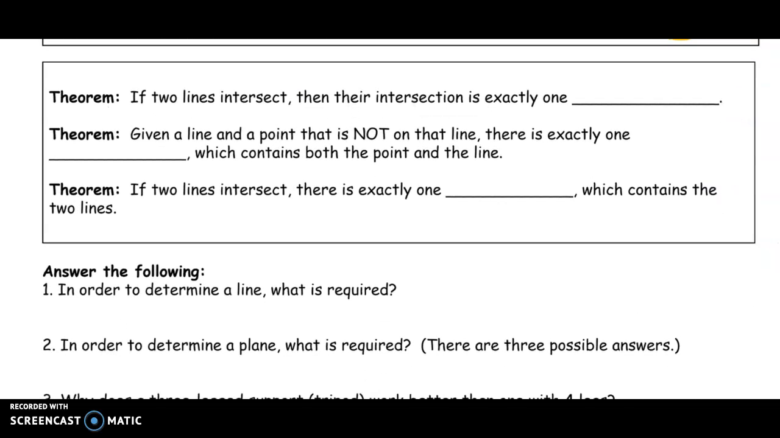If 2 lines, so now we're looking back to the theorems. The first theorem says that if 2 lines intersect, then their intersection is exactly 1, and that is going to be a point. And they can't intersect at more than 1 point because then the line wouldn't be going in the same 2 directions. Theorem: given a line and a point that is not on that line, there is exactly 1 plane. And then the next theorem says that if 2 lines intersect, there is exactly 1 plane which contains the 2 lines.